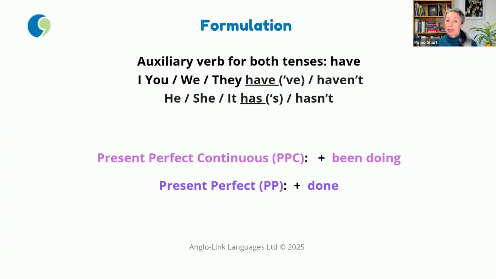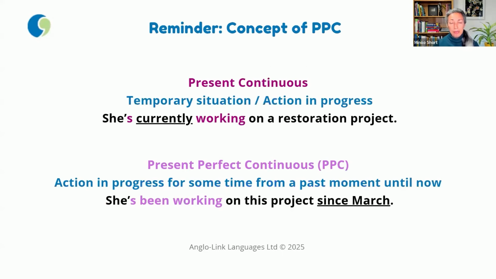Of course, both tenses are formulated with the auxiliary verb have. For present perfect continuous, we add been doing, and for present perfect, we add done. Don't forget that for he, she, and it, you need to change have to has. Right, now let's look at the concept.